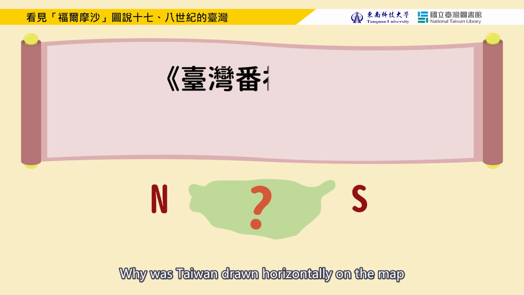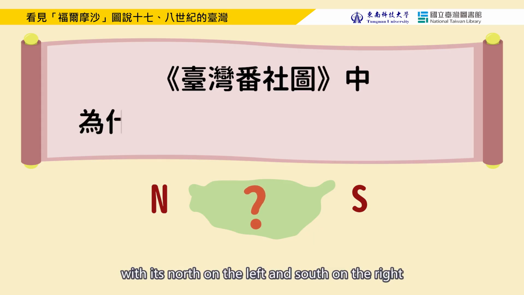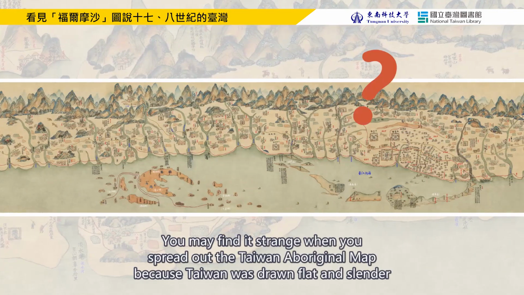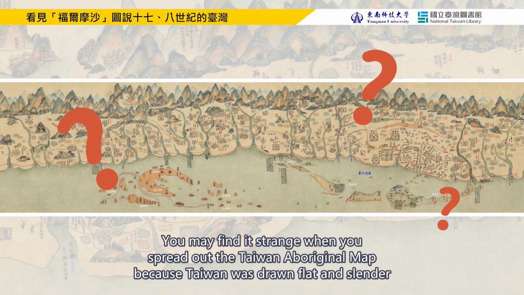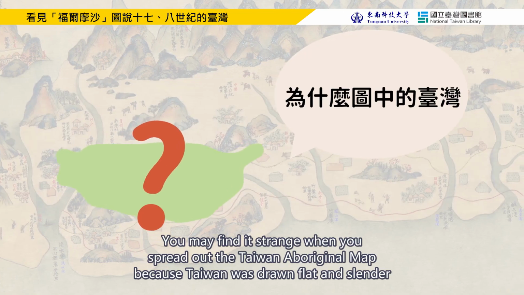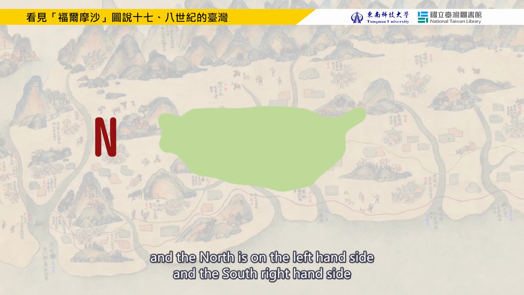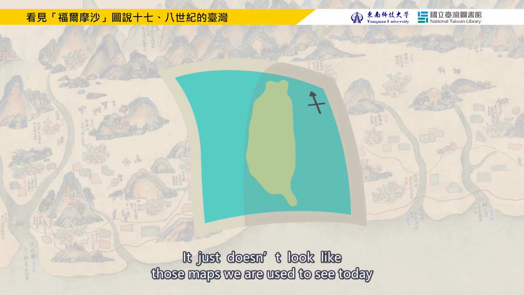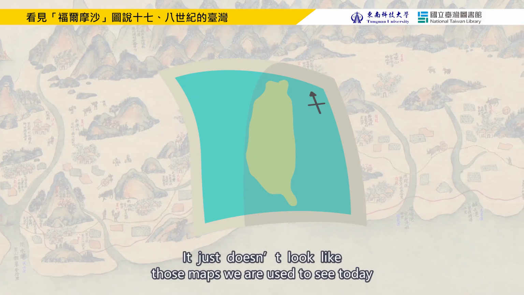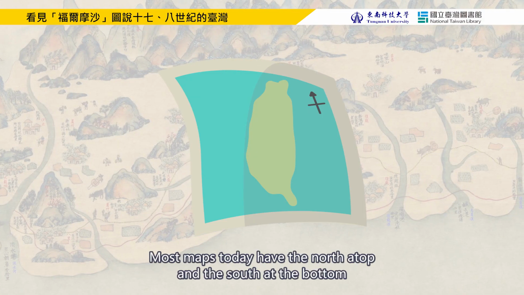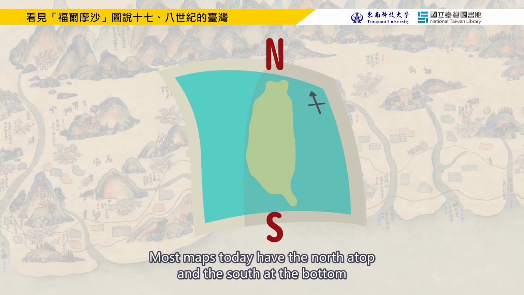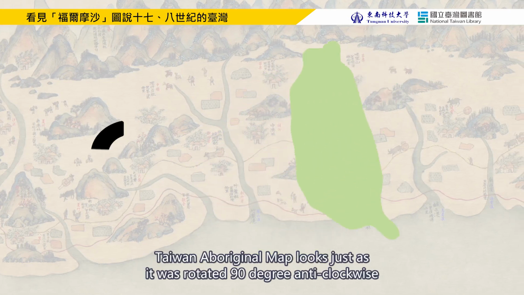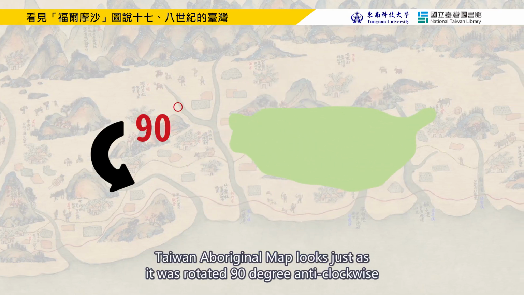Why was Taiwan drawn horizontally on the map, with its north on the left and south on the right? You may find it strange when you spread out the Taiwan Aboriginal Map because Taiwan was drawn flat and slender, and the north is on the left-hand side and the south right-hand side. It just doesn't look like those maps we are used to seeing today. Most maps today have the north atop and the south at the bottom. Taiwan Aboriginal Map looks just as if it was rotated 90 degrees anti-clockwise.